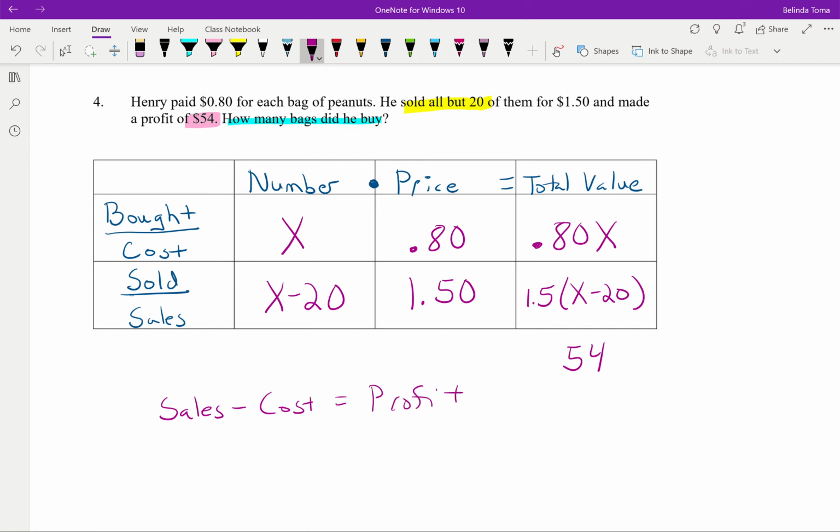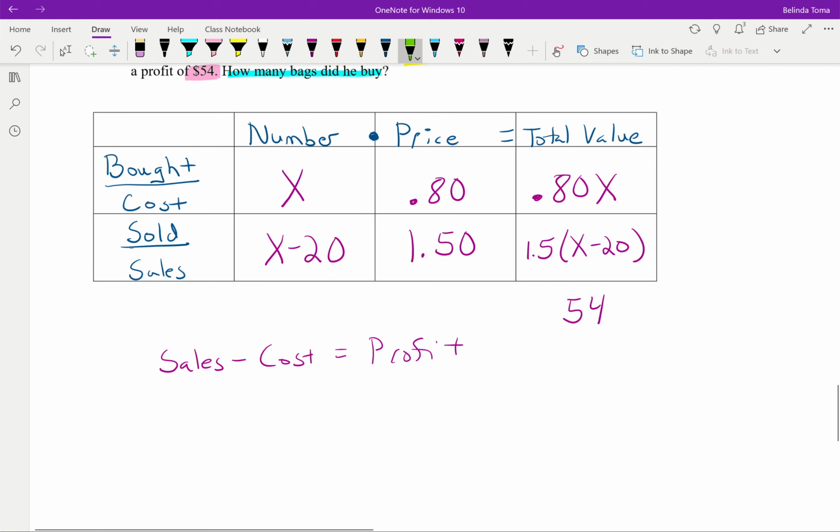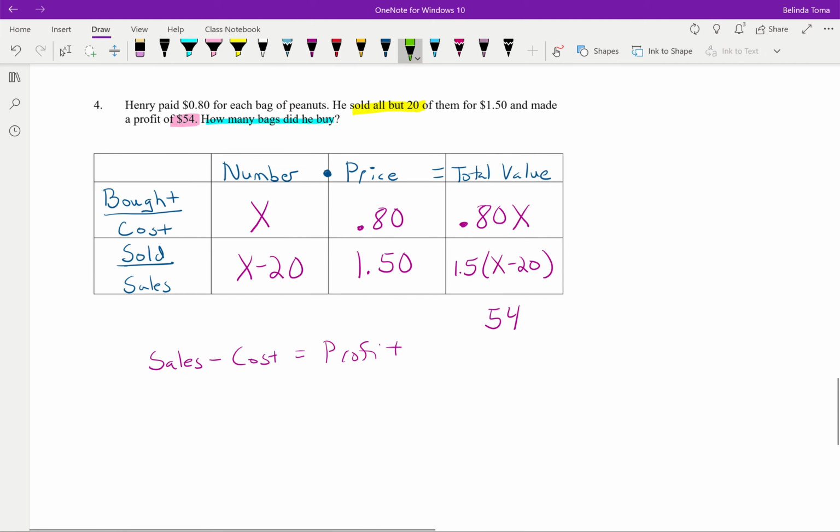So what this is going to look like, I'm just going to do this in a different color, is going to be the sales, again, that should be more if we're making a profit, and then we're going to subtract the cost, and that's going to be equal to our $54. So rather than adding the two, we're subtracting the smaller one from the bigger one.